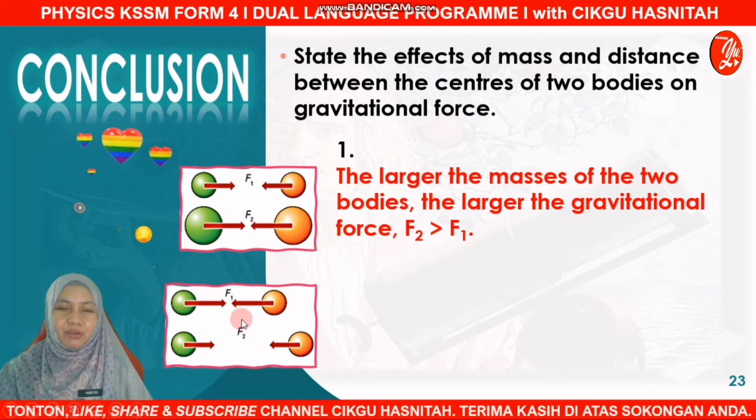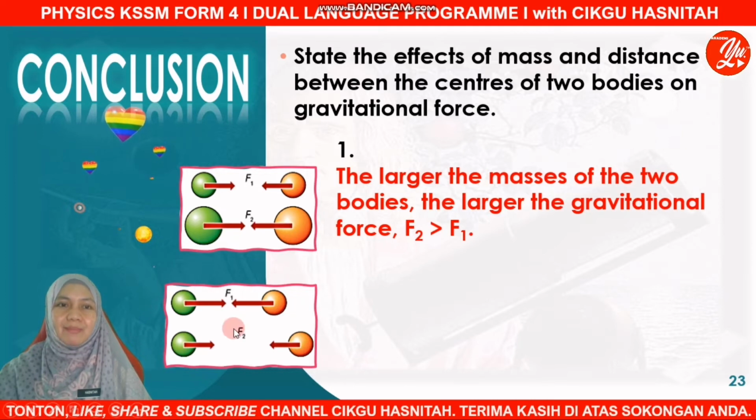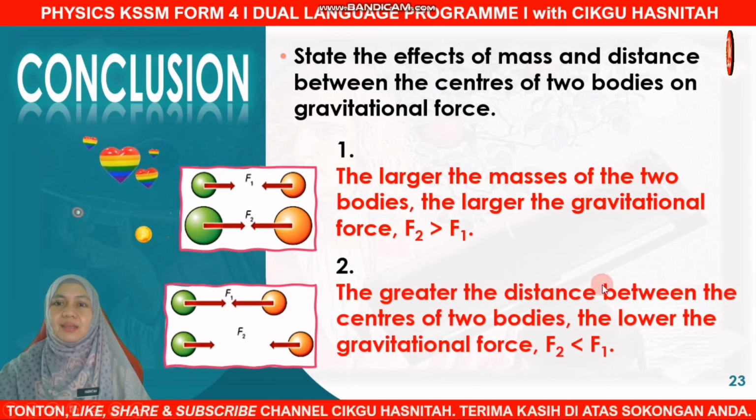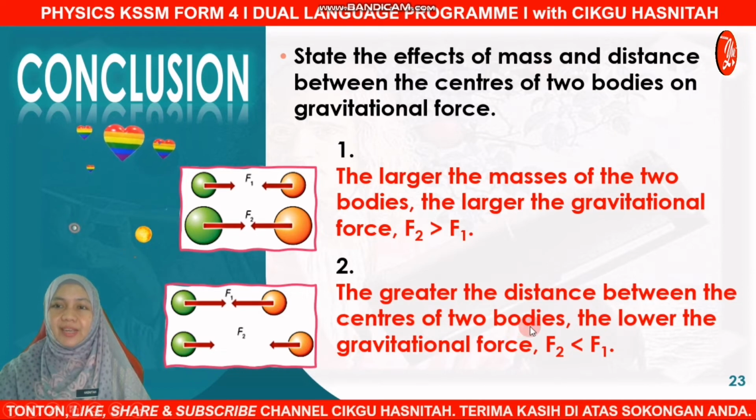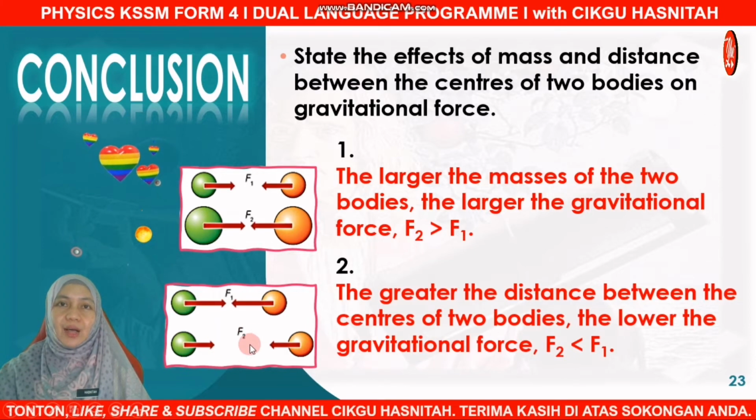Okay, and for the second diagram, now the masses are all the same, but the factor affecting it is now the distance. Yes, very good. So how does distance affect the gravitational force? We say that the greater the distance between the centers of the two bodies, the lower the gravitational force acting, where F2 is now less than F1.